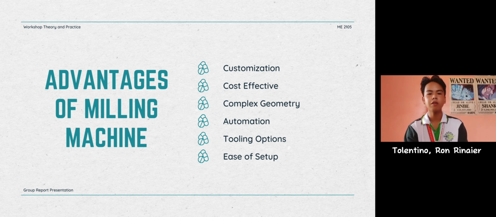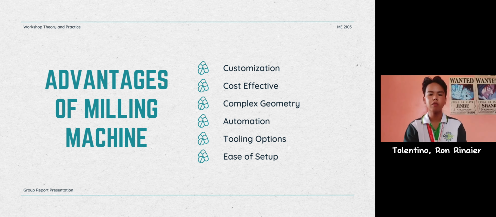They can perform various operations such as face milling, end milling, drilling, and reaming. With a single machine, they can remove material quickly, reducing machining time and ensuring consistent results. Milling can achieve excellent surface finishes, making it suitable for smooth or polished surfaces. They can work with various materials, making them versatile for various industries.